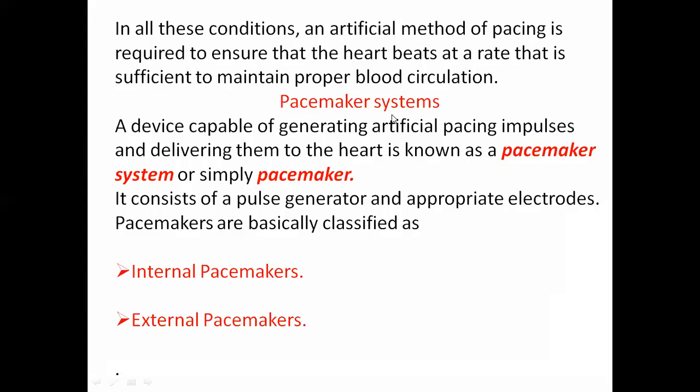Generally, pacemakers are classified as internal pacemakers and external pacemakers. Internal pacemakers are also called permanent pacemakers. External pacemakers are also called temporary pacemakers.